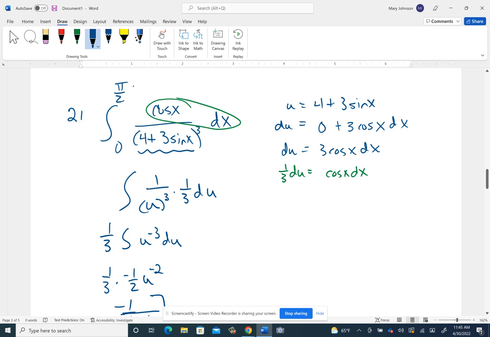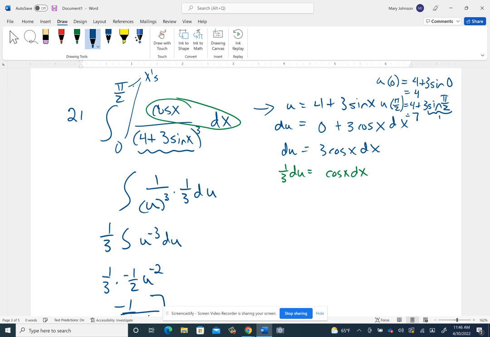One option, these right here are x's right now. If I wanted to do the u's, I could use the fact that u equals 4 plus 3 sine x. So I could do u of 0, and I would get 4 plus 3 sine 0, and sine of 0 is 0, so that would equal 4. And then I could do u of pi over 2, which would equal 4 plus 3 sine pi over 2, and the sine of pi over 2 is 1, so I would get 7.